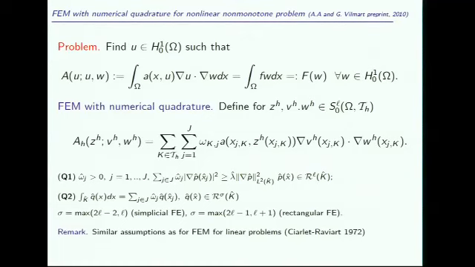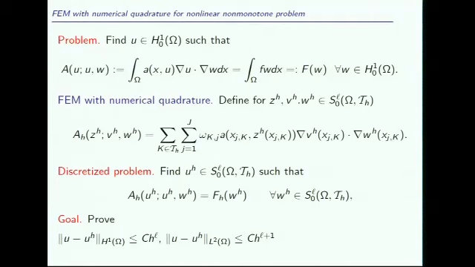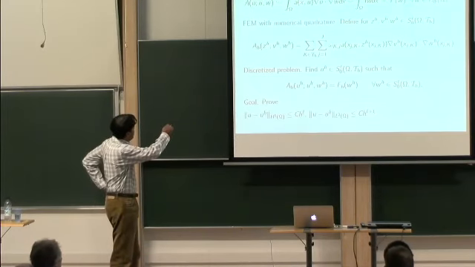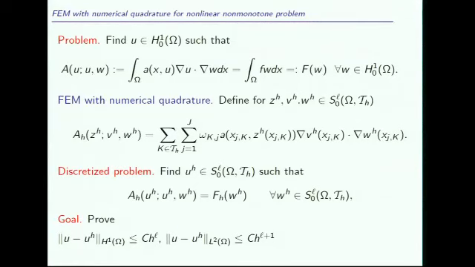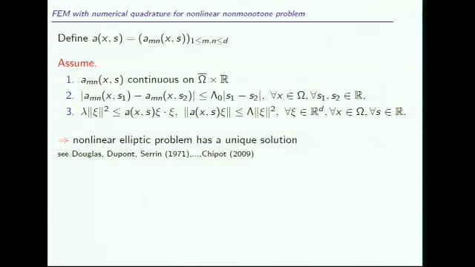Basically, the first assumption gives you coercivity of your method, but the second assumption gives you the accuracy that you need. Here the R is either simplicial elements or rectangular elements, and there are slightly different conditions for simplicial or for rectangular finite elements. So we have now the exact problem, we have the FEM with numerical quadrature, and we want to prove optimal a priori error estimates.